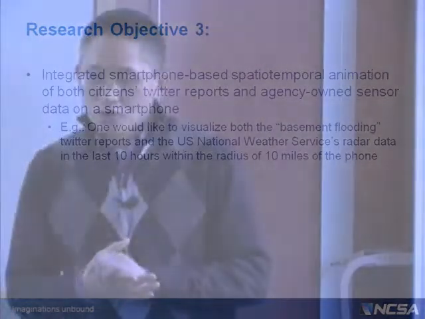And then the third objective is to have an integrated smartphone-based spatial temporal animation of both citizen-provided tweets and agency-owned sensor data on a smartphone. The example I would like to give to illustrate this is that one would like to visualize both the basement flooding Twitter reports and the U.S. National Weather Service radar data in the last 10 hours within a radius of 10 miles of the phone, so that you can have a visual understanding of how the storm is progressing and how citizens are responding or reporting those events.